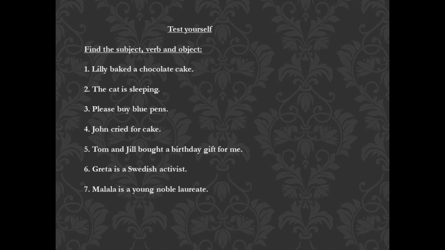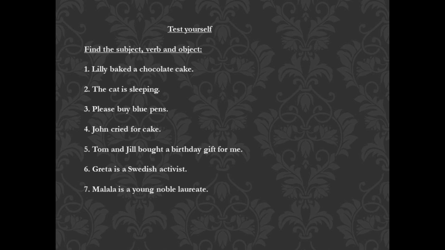So இதில் இந்த சென்டென்ஸில் நம்ம எதை பற்றி பேசுகிறோம், எந்த பர்சனை பற்றி பேசுகிறோம்? லில்லி. அதனால லில்லி is the subject. Okay, so what is the work done by the respective person? Lily. Baked. So baked is the verb here. Lily is the subject and baked is the verb.